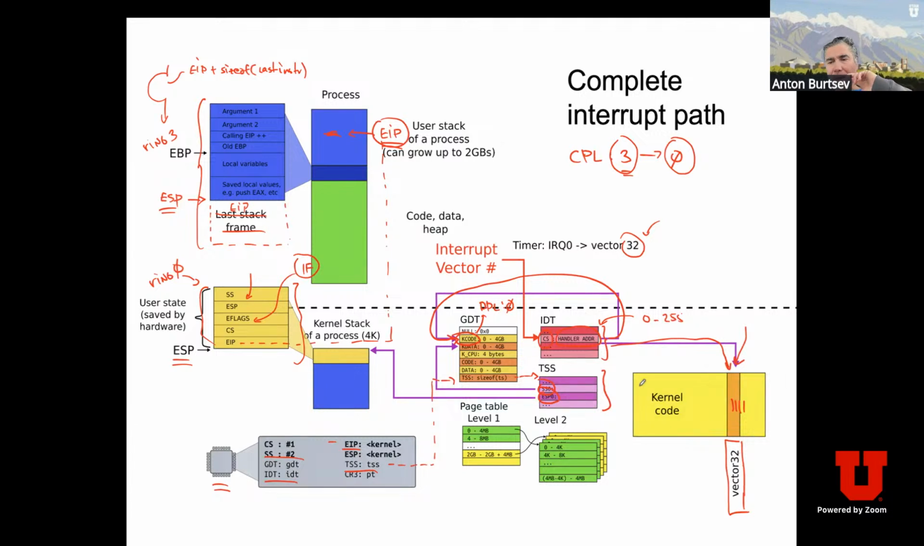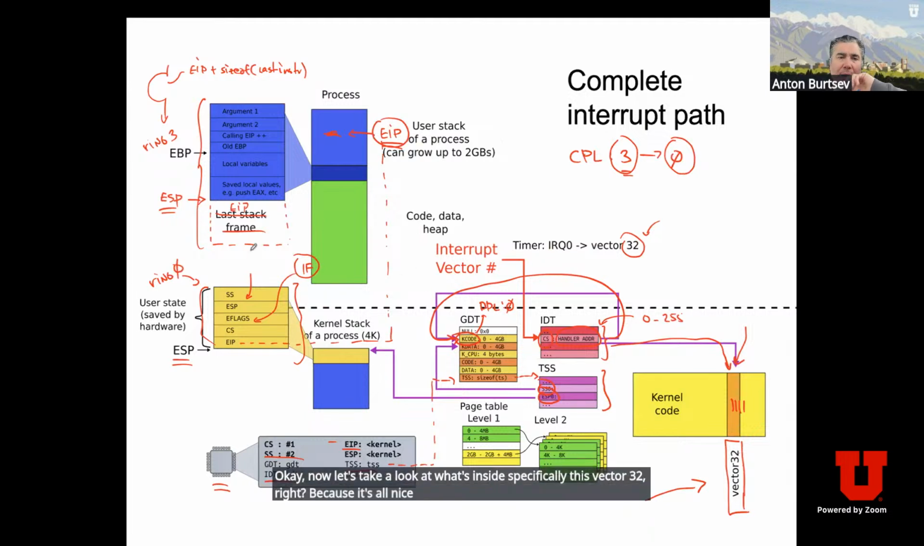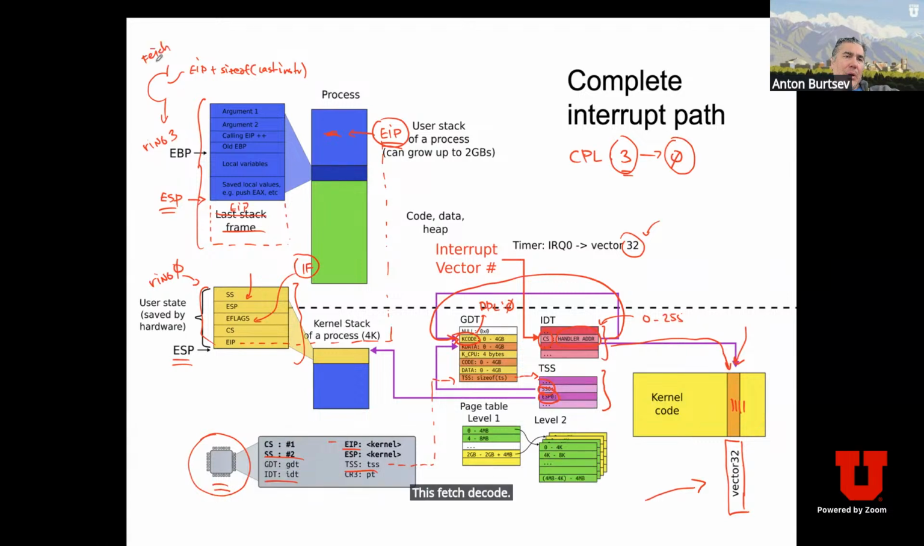Okay, now let's take a look at what's inside specifically this vector 32, right? Because it's all nice, we got it. So all of this transition is done by the CPU, right? So you understand that it's the logic of the silicon implemented by the CPU. This fetch, decode, execute loop, essentially, which we discussed earlier in the class.